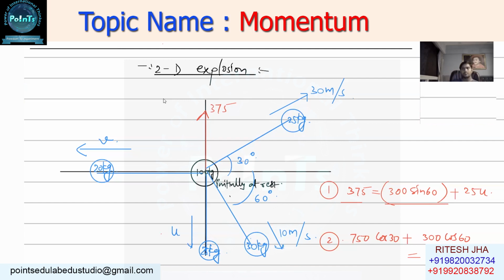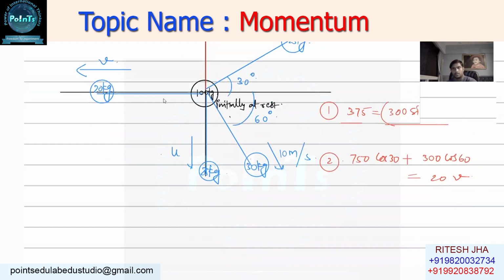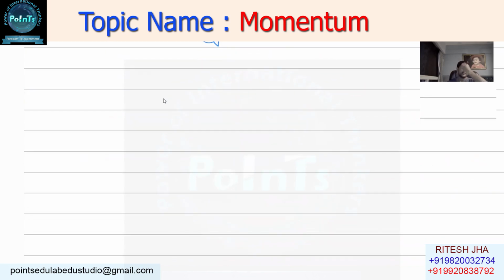Although V should be negative 40, because again, it is to the left. So I'll just make it negative. Correct. All right. So I'm sure you do understand now how to apply the law of conservation of momentum.